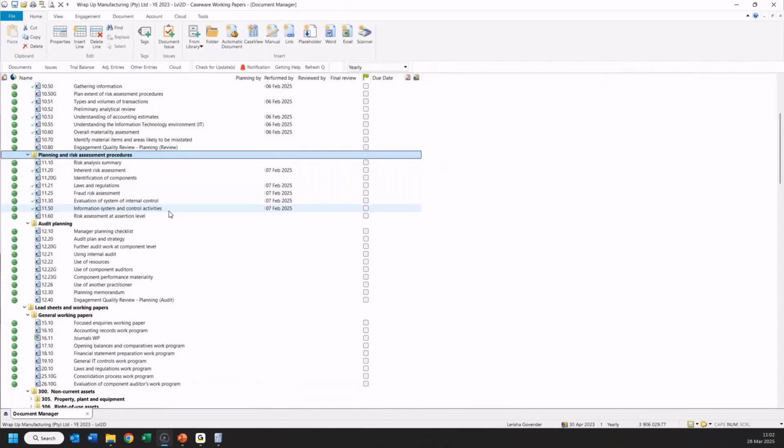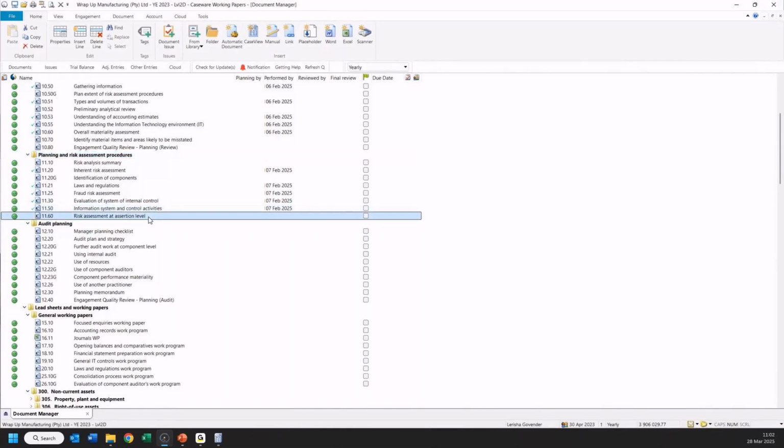And why do I know that? Well, it's part of the name. All right, so that's quite easy. If you forget, it's in the name. Don't worry. And then next up is the risk assessment at assertion level. That is where we go and document all of our recorded risks and see what the impact is in terms of our risk of material misstatement.